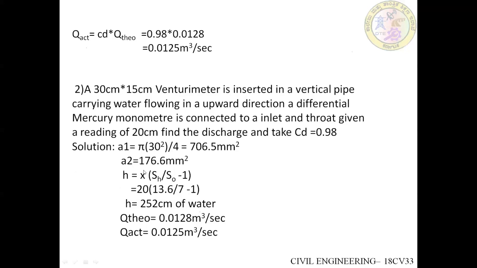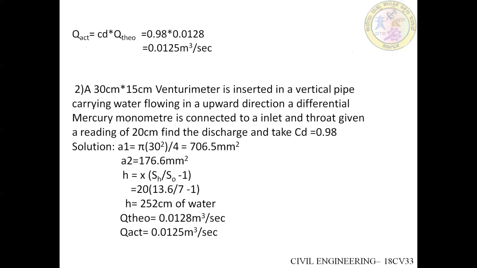Here, since it is a vertical venturimeter, for vertical and horizontal venturimeter, to calculate the H value, that is the difference of pressure head value, you can refer to case 1 and case 2. Only for inclined venturimeter do you go for case 3 and case 4. Here, the liquid in the manometer is heavier than the liquid flowing through the pipe. So you can go for the case 1 formula, that is H is equal to X into (Sh by So minus 1). So you can directly calculate H.